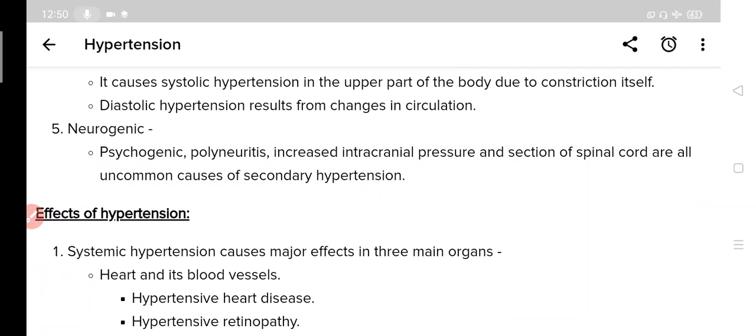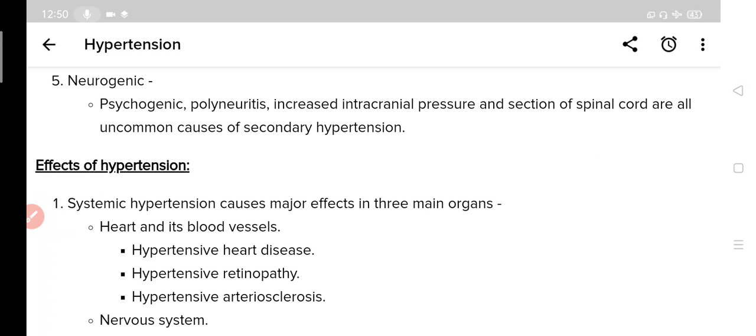Now fourth and final cause, that is neurogenic. So neurogenic means associated with nervous system. So there are some causes associated with nervous system which can cause hypertension. Psychogenic causes, polyneuritis, increased intracranial pressure, and section of spinal cord are all uncommon causes of secondary hypertension. So these neurogenic causes are rare, they are uncommon, but you have to remember them.